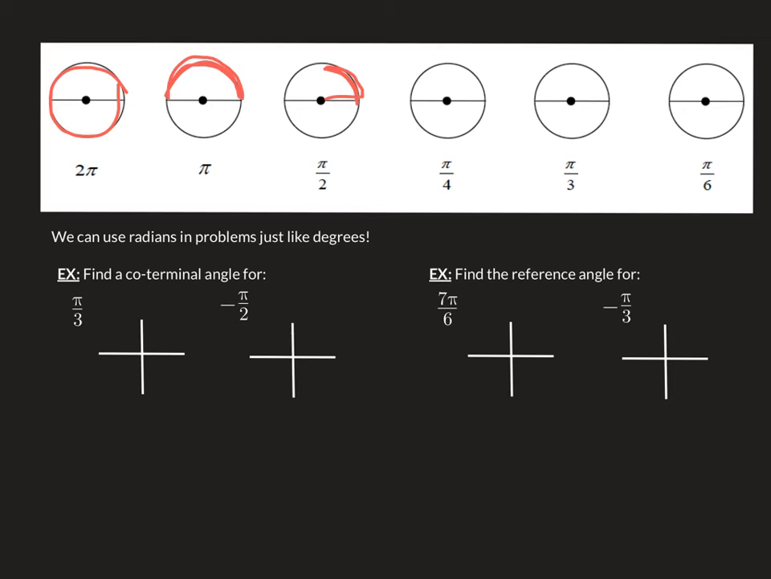Okay, so then let's think about how pi over 2 and pi over 4 are related. Well, if pi over 2 is a quarter of a circle, then pi over 4, which is half of that, would be half of a quarter of a circle or an eighth of a circle. And if pi over 2 is equivalent to 90 degrees, what do you suppose pi over 4 is equivalent to? All right, half of that, 45 degrees.